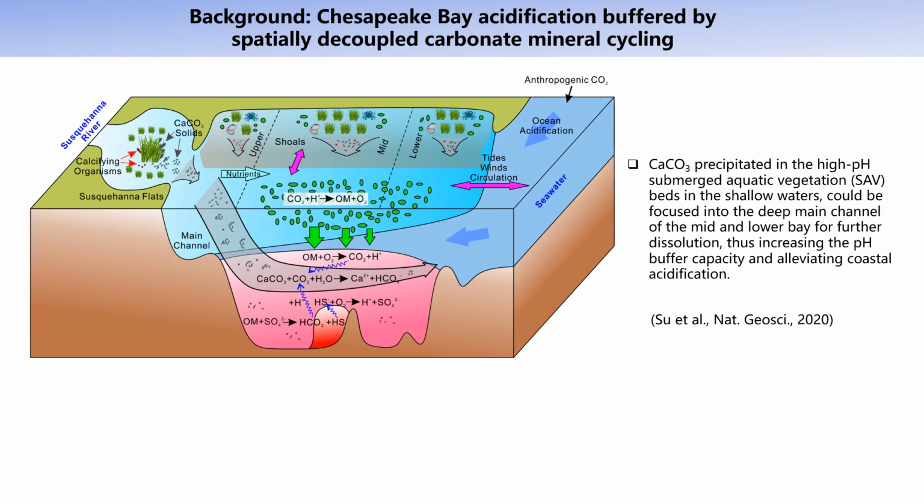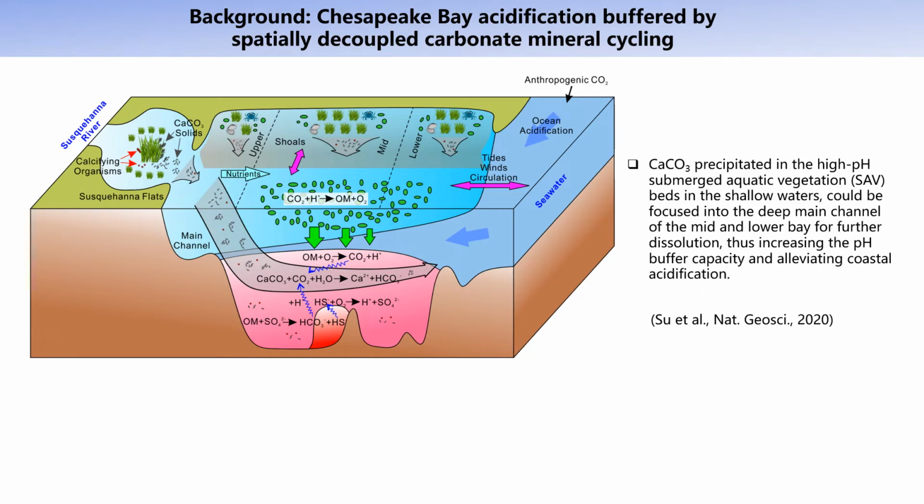In June 2020, we published a paper about a self-regulated pH buffer mechanism in the Chesapeake Bay. Calcium carbonate solids produced within the recovered submerged aquatic vegetation beds in the upper bay and shallow waters could be focused into the hypoxic bottom waters in the mid and lower bay for further dissolution, which increased the alkalinity and pH and alleviated the coastal acidification.